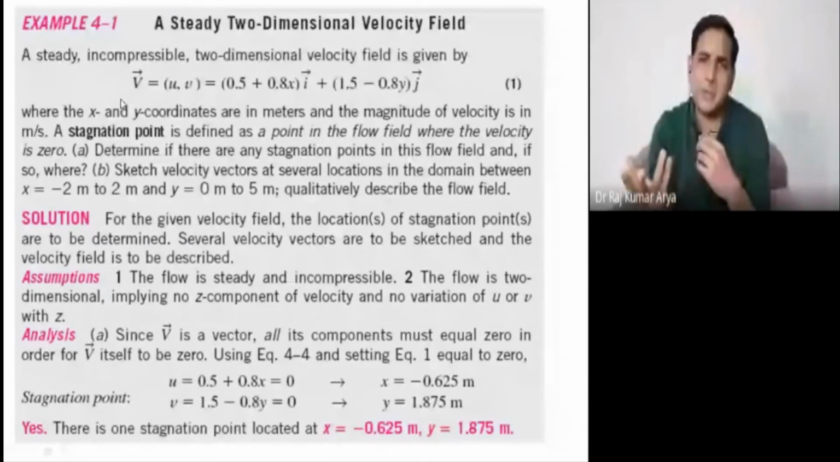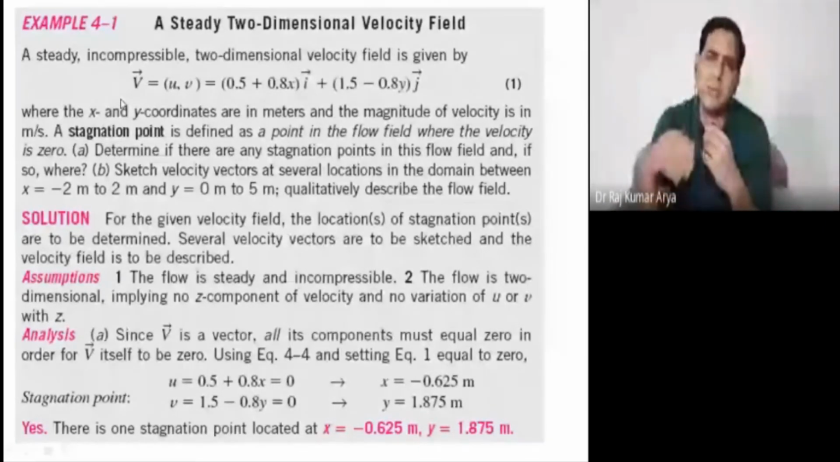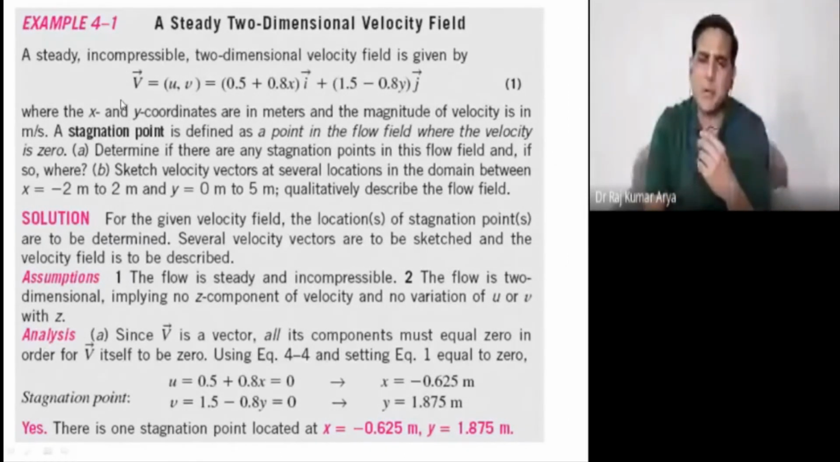If you are getting three derivatives, it is three-dimensional. If you are getting just one derivative and the rest are zero, it means one-dimensional. So that is the way to identify the dimensions of the flow. Or visually, you can also see: if x, y, z are present, it is three-dimensional; if any two coordinates are present, two-dimensional; if only one coordinate is present, then one-dimensional.